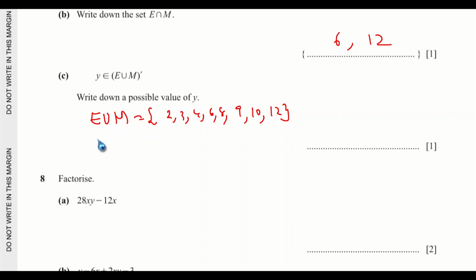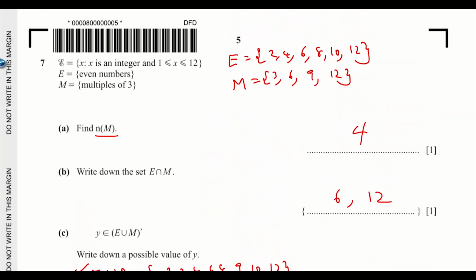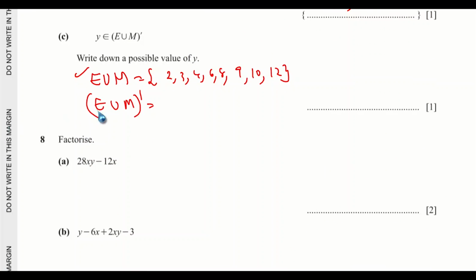Now we need to get the complement of E union M. The complement of E union M is the set of numbers that are available in the universal set but not in this union. Don't forget that the universal set is from 1 to 12. So we want to pick the numbers from 1 to 12 that are not in E union M. So that will be 1 is not here, 5 is not here, 7, 11. I think that's all.